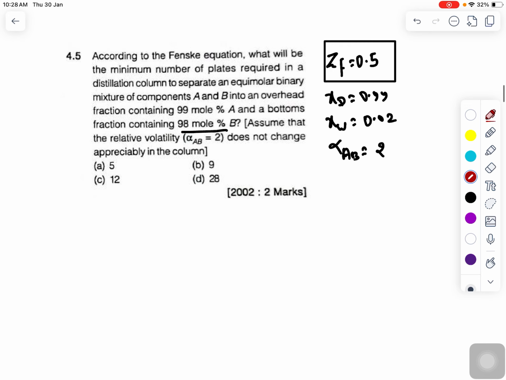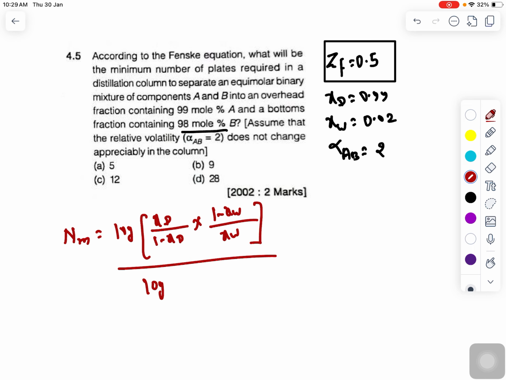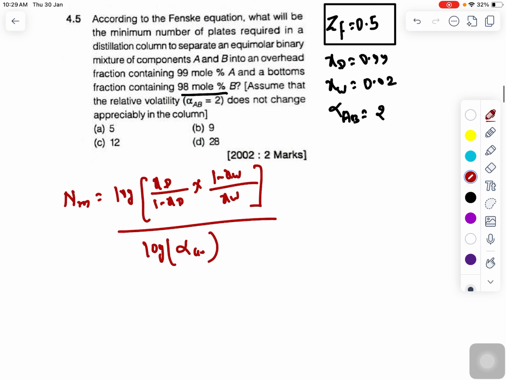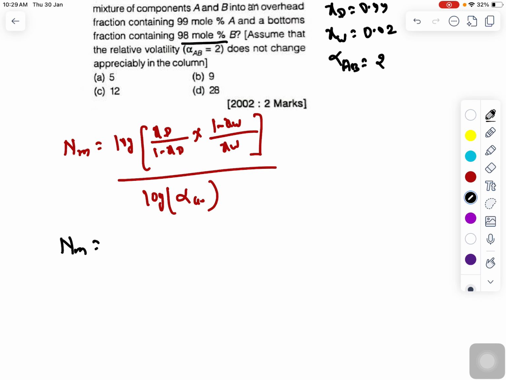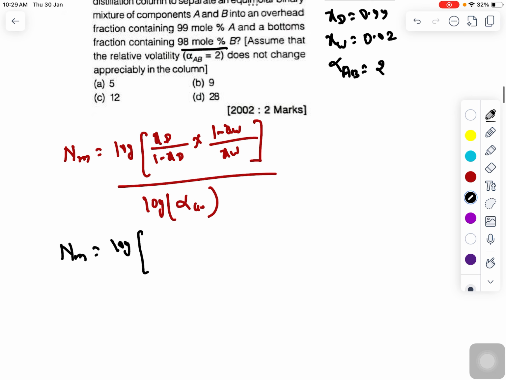Okay, so let's try to solve. When there is no reboiler, and with a partial reboiler and condenser, I can directly write the formula: the minimum number of plates equals log of xd upon 1 minus xd, multiplied by 1 minus xw upon xw, divided by log alpha average. So now I can substitute the values of all of these parameters given here. xd is 0.99 divided by 0.01, multiplied with 0.98 divided by 0.02. Sorry.